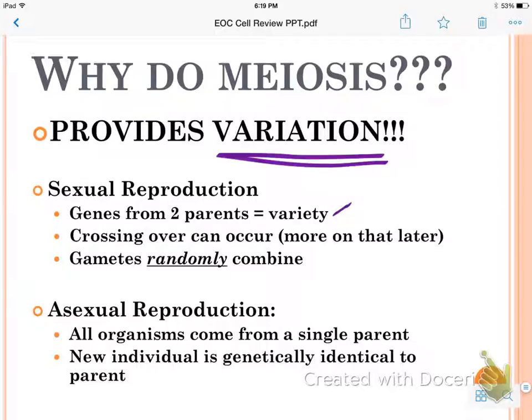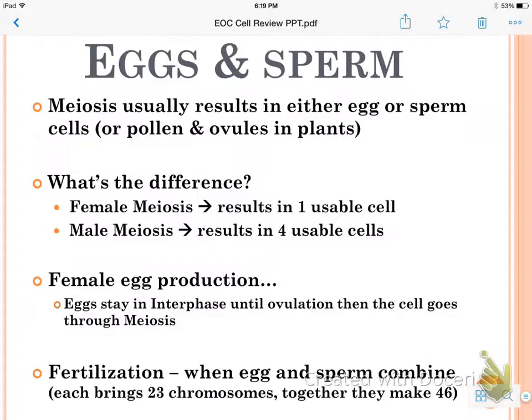And then crossing over can occur. And then the gametes randomly combine. So if there's 1 egg, there's going to be many, many sperm, but all the sperm are carrying a little bit different traits. So depending on which sperm fertilizes the egg will depend on what traits there are. So that makes it even more random. Asexual reproduction, it's a single parent and they're genetically identical. That's where we run into problems in terms of population and being successful.